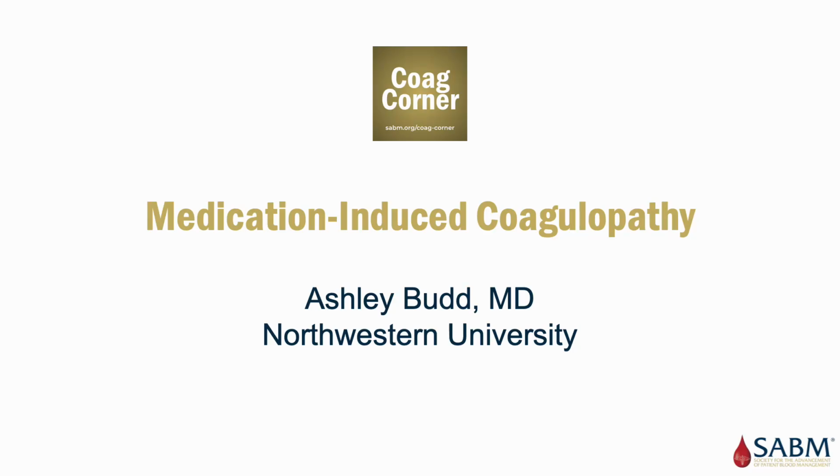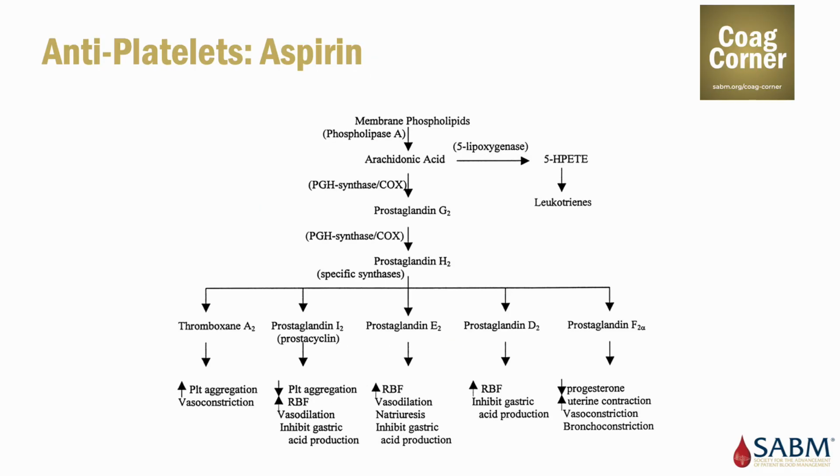Coagulopathy can be caused by congenital or acquired platelet or factor deficiencies. Acquired deficiencies include medications such as antiplatelets or anticoagulants. A common antiplatelet medication is aspirin, which is used to reduce cardiovascular disease and strokes. Aspirin exerts its effects primarily by interfering with the biosynthesis of cyclic prostanoids.